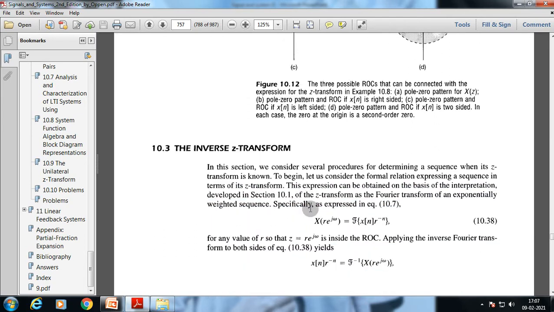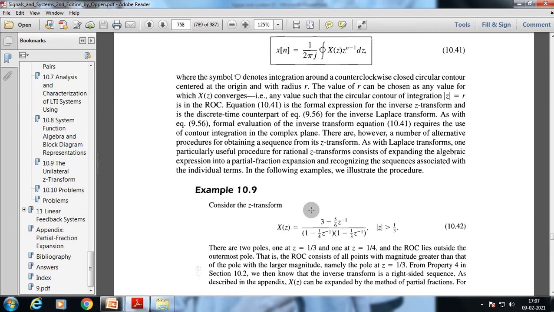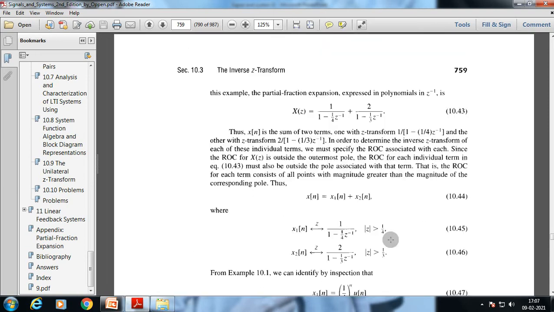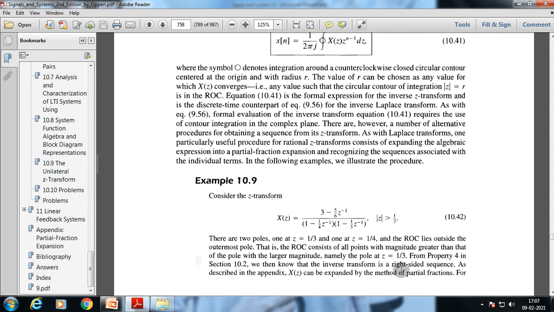Okay, so let's go through a few examples of the inverse Z transform. The first example is this problem. There are two poles, one at z = 1/3 and another at z = 1/4. The ROC lies outside the outermost pole. That ROC consists of all points with magnitude greater than that of the pole with the larger magnitude, namely the pole at z = 1/3. From property 4 in section 10.2, we then know that the inverse transform is a right-sided sequence.